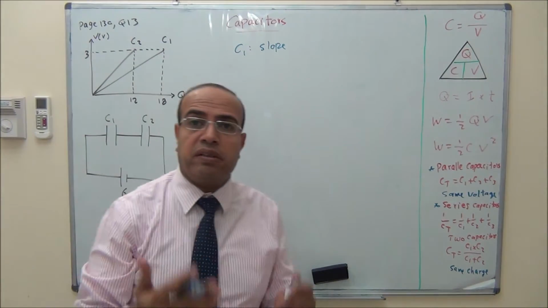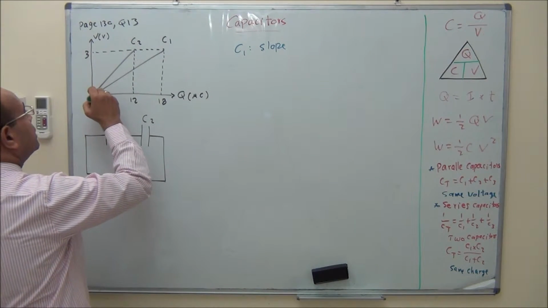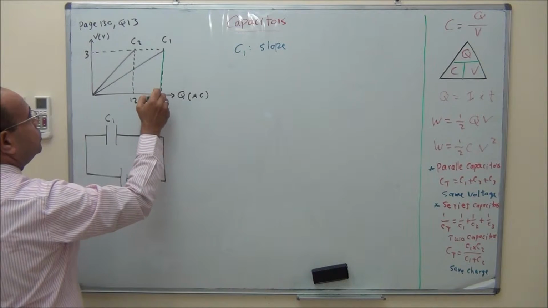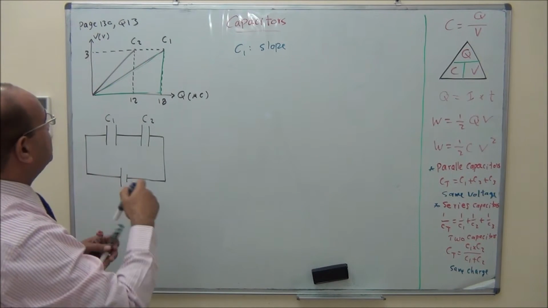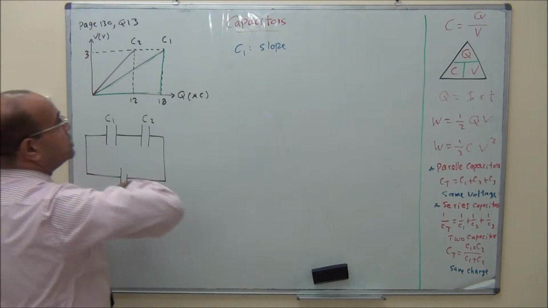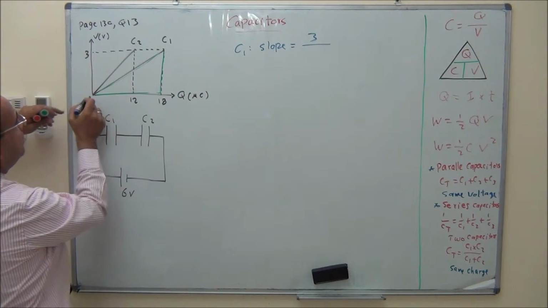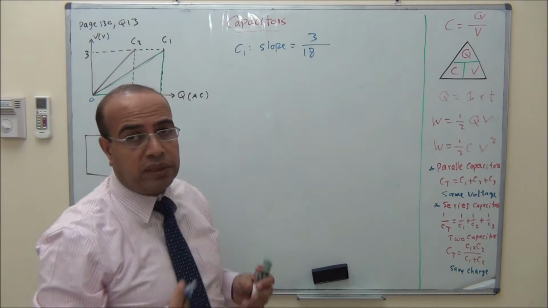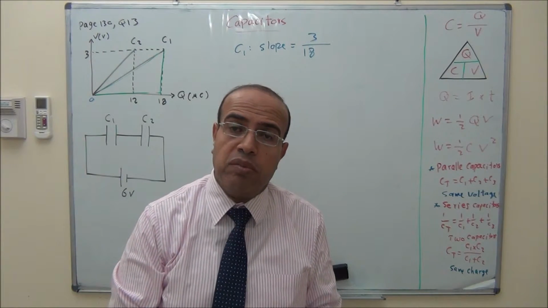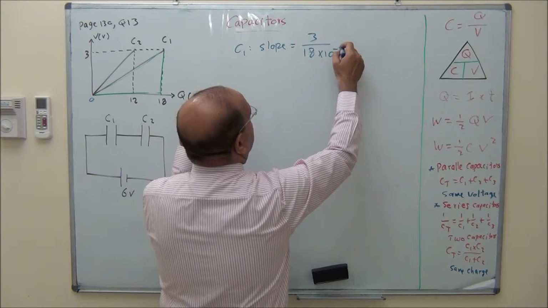The first case, C1: what is the slope of this line? The slope is vertical change over horizontal change, so we can take this triangle to get the slope. The vertical change is 3, over the horizontal change, from 0 to 18, so it's 18. But take care, it is not 18, it's 18 microcoulomb. We have to change it to coulomb.